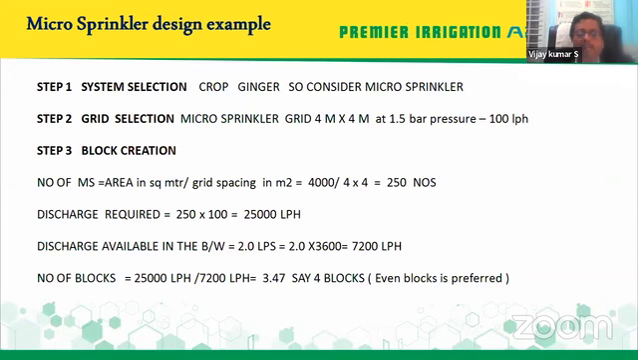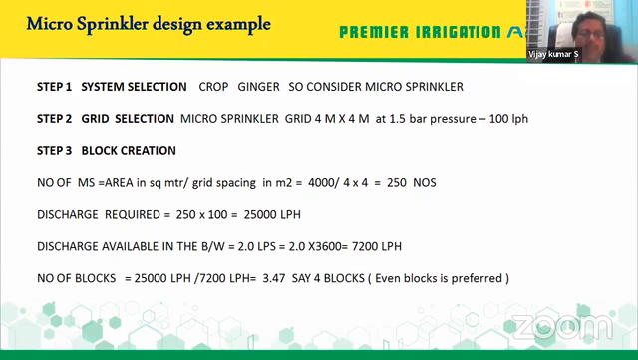So now, like the design of the drip irrigation system, I will follow the step-by-step procedure. Step number 1 will be to select the system based on the crop. My crop is ginger, so I will consider the micro sprinkler irrigation system. Second, I will have to go for the grid. What is the meaning of the grid? North and south and east and west, how am I going to place the micro sprinkler? It is going to be 4 meters in the north-south and 4 meters in the east-west. So I'm going to have a grid of micro sprinklers spaced 4 meters by 4 meters apart. And at 1.5 bar or 1.5 kg pressure, this micro sprinkler gives a discharge of 100 liters per hour. So this is the basic grid selection and the system selection.